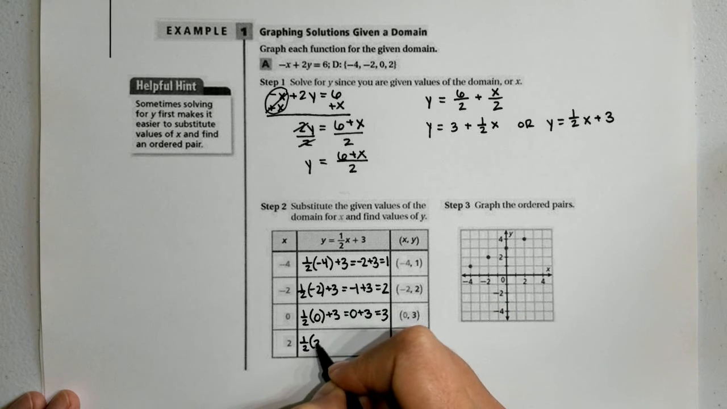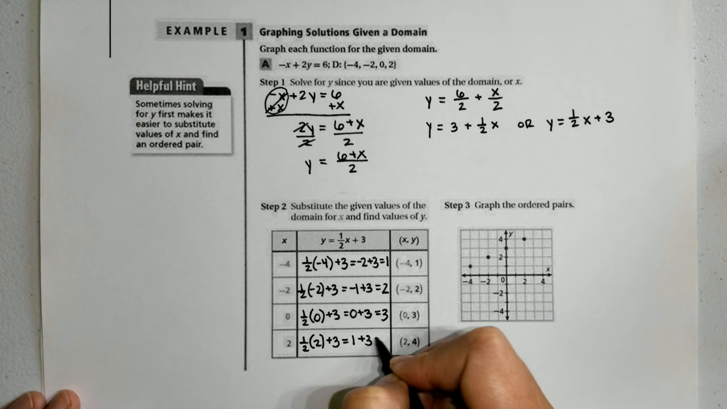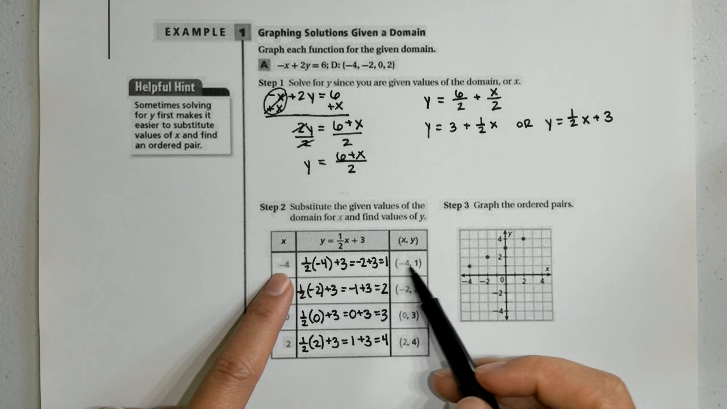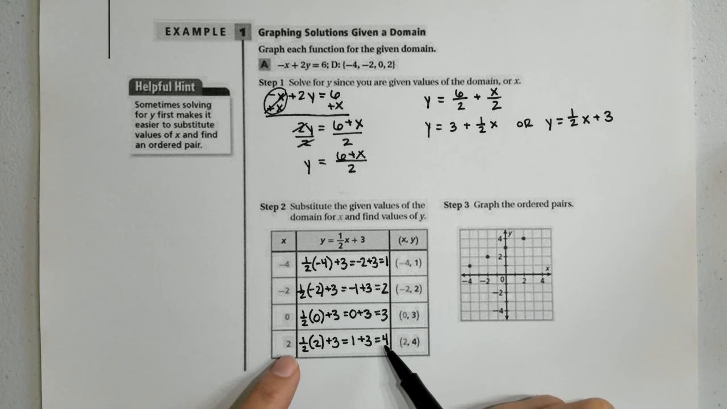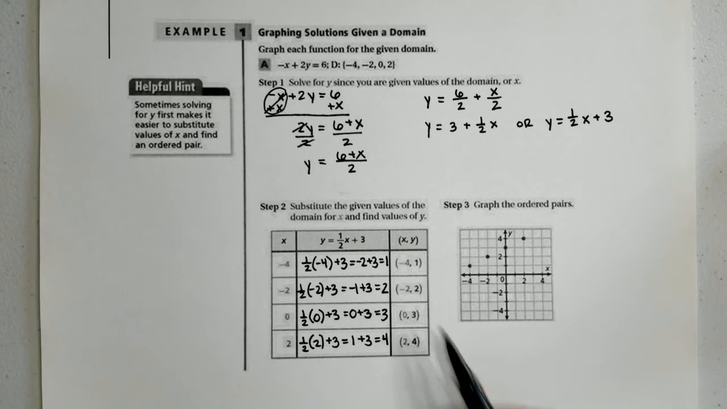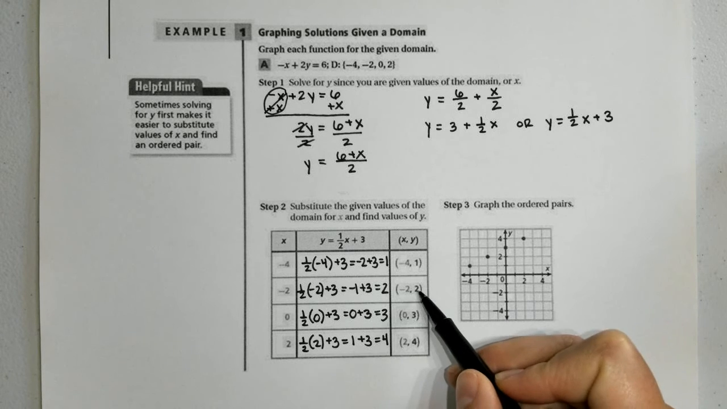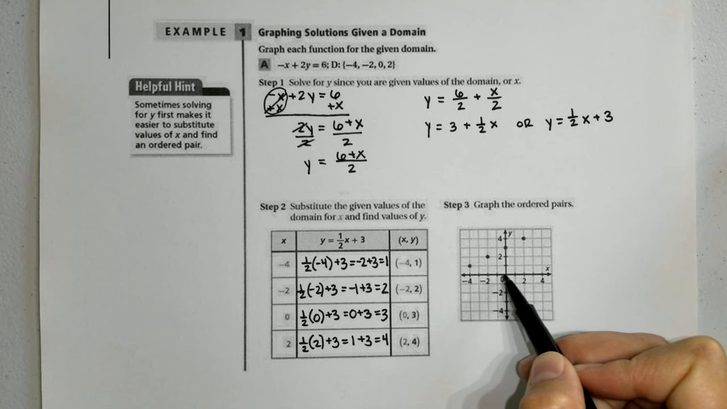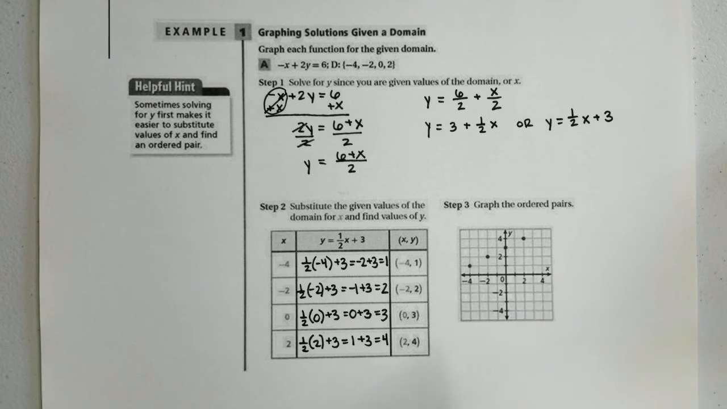And then 2: half of 2 plus 3. Half of 2 is 1. 1 plus 3 gives us 4. So then our ordered pairs would be negative 4, 1; negative 2, 2; 0, 3; 2, 4. And we plot those on our graph. So negative 4, 1: you go left 4, up 1. Negative 2, 2: left 2, up 2. 0, 3: you're not going left or right at all, you're just going up 3. And then 2, 4: right 2, up 4. So that's what your graph would look like.